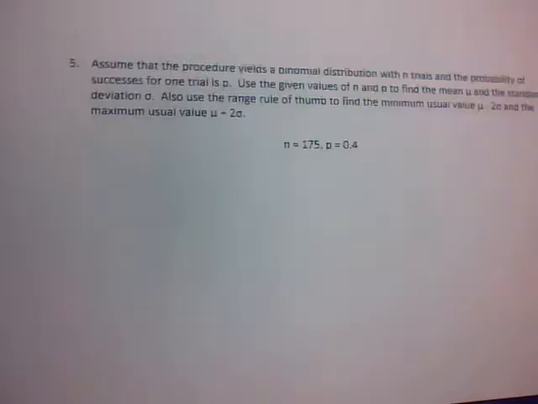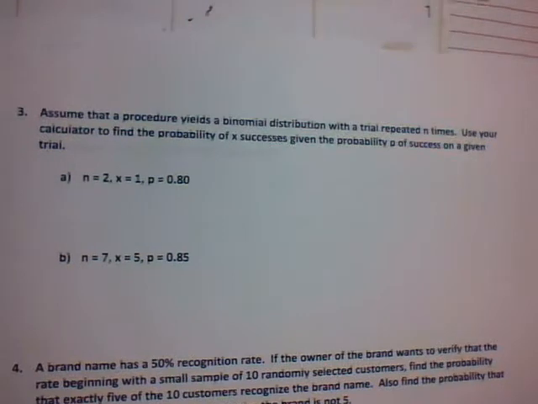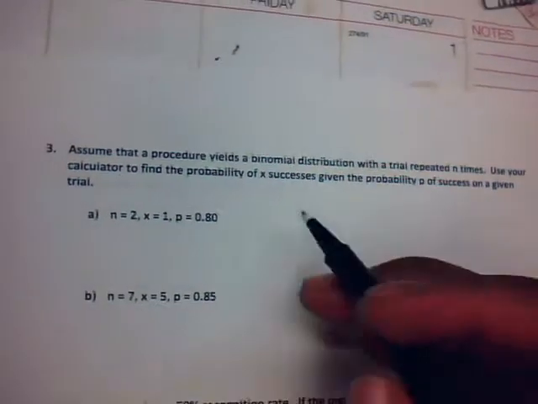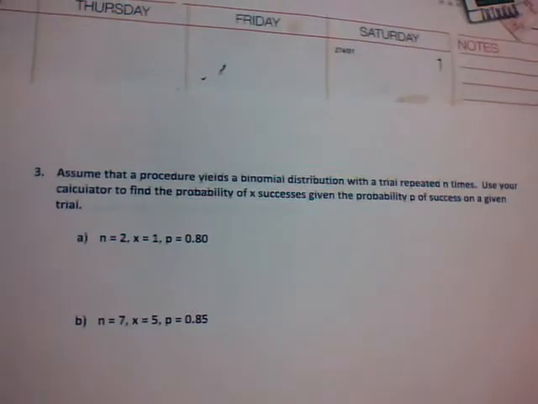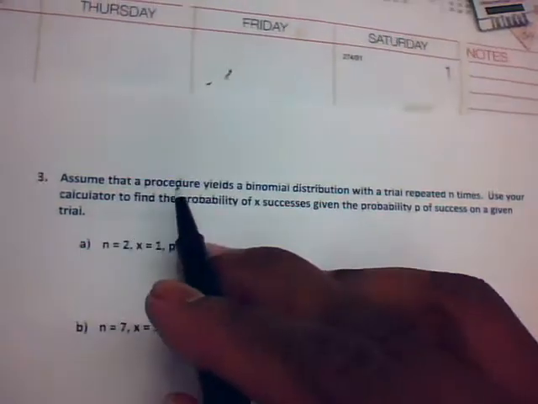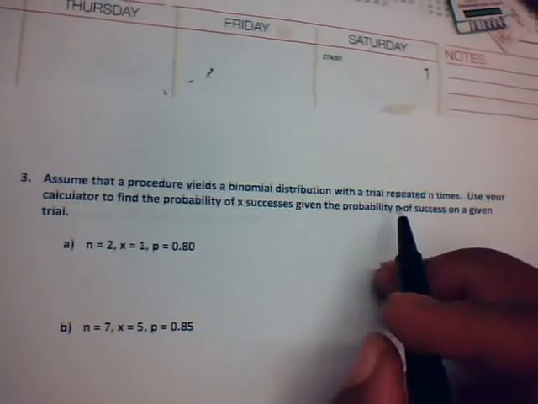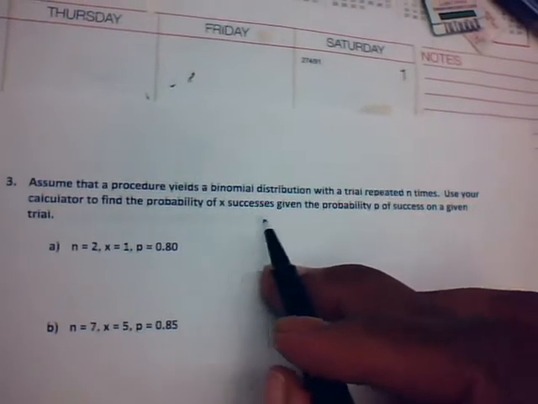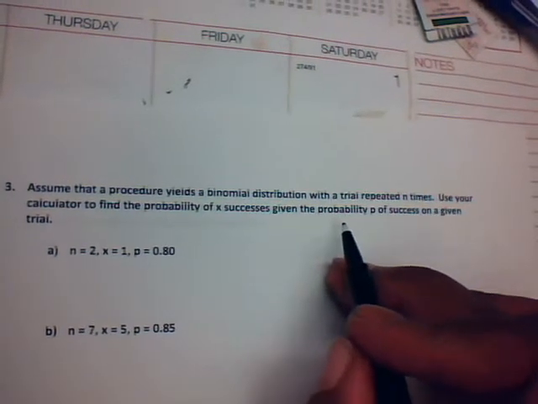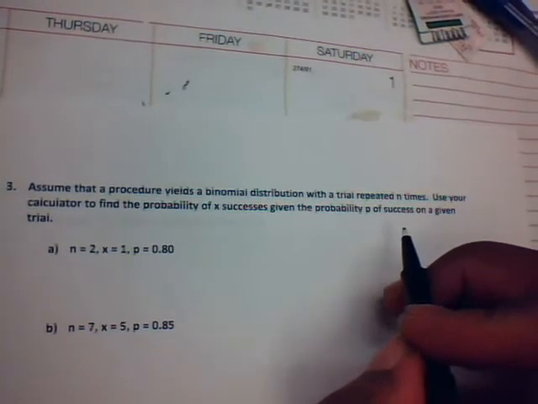Question number 3. Now notice in question number 3, that's printed in bold. That means you're allowed to use the calculator for this one. I'll show you how to use that. Assume the procedure yields a binomial distribution with a trial repeated n times. Use your calculator to find the probability of x successes given the probability p of success on a given trial.